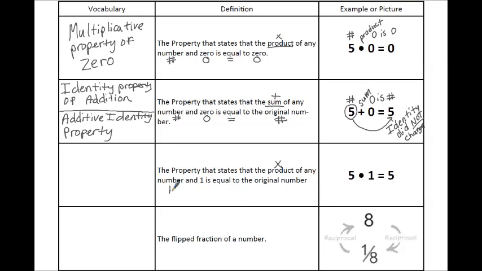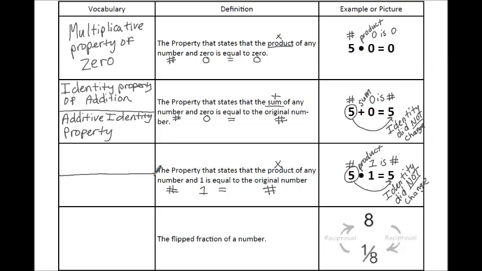Now the property states that the product, or multiplication, of any number and 1 is going to be equal to that original number. So it doesn't matter what number, but we're going to be solving a multiplication problem. I'm going to have a number and 1, and that answer or product is going to be that original number. So when I multiplied by 1, I did not change the identity, so the identity of that 5 didn't change. So 5 is still 5, even after multiplying by 1.